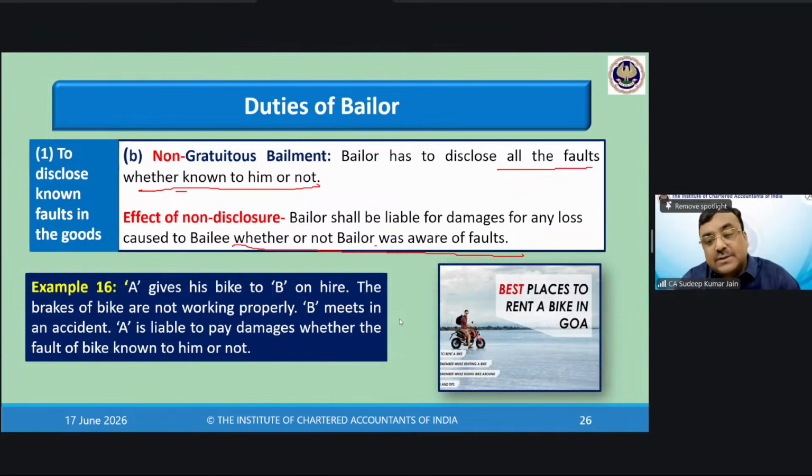A को पता हो या नहीं पता हो, क्योंकि बाइक जो एग्रीमेंट पर दी, he will be responsible. Please read. So you can note down that in case of gratuitous bailment, bailer is liable only for the known faults, but in case of non-gratuitous bailment, bailer is liable for all faults.